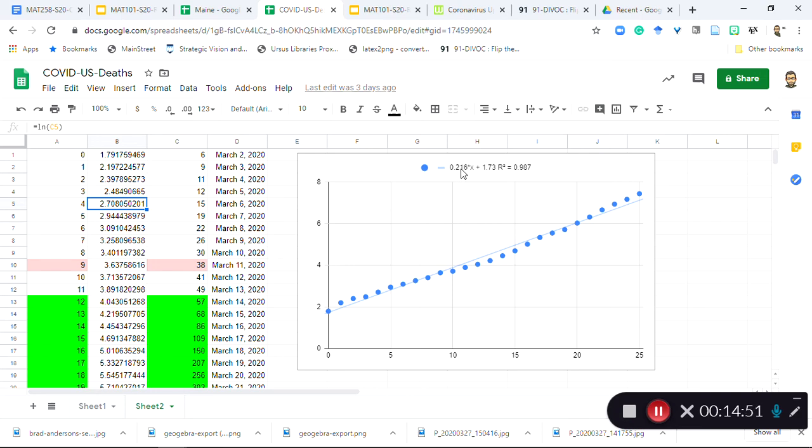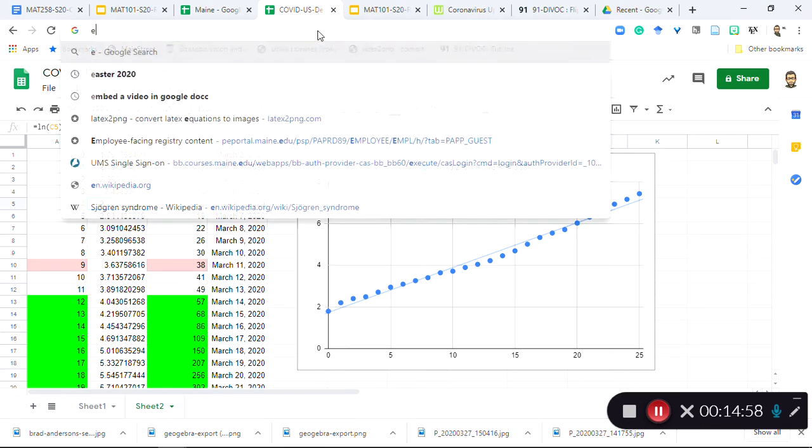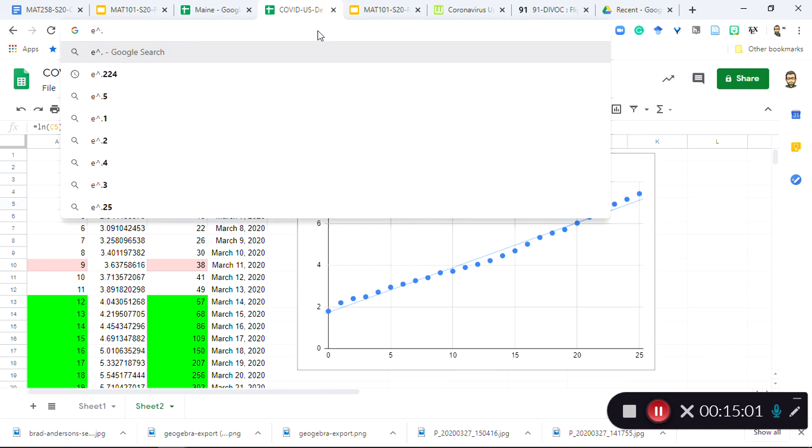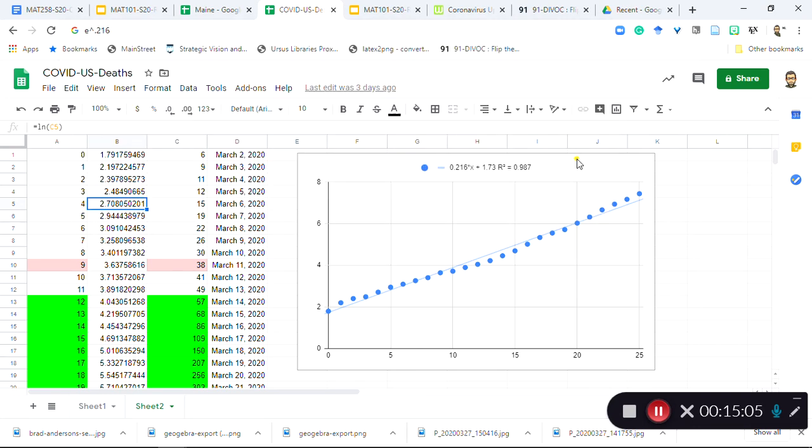I have an R of 0.216. If we were to quickly find the growth factor, 0.216 gives us a 1.24. So it's a 24% increase per day in deaths. That growth factor fits with an R squared of 0.98. So an R squared of 1 is a perfect correlation. So 0.987 is very good.